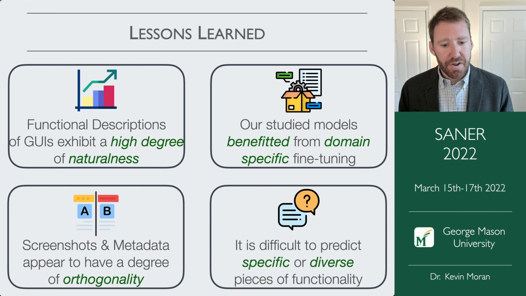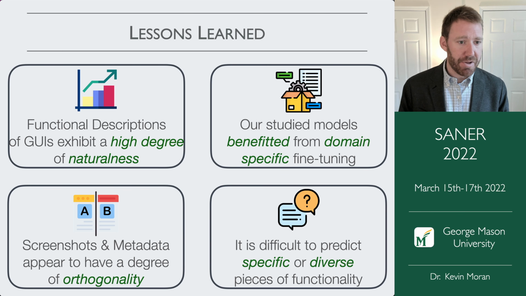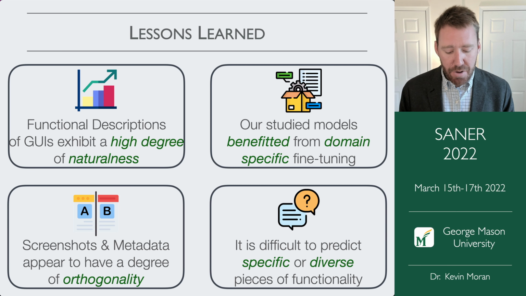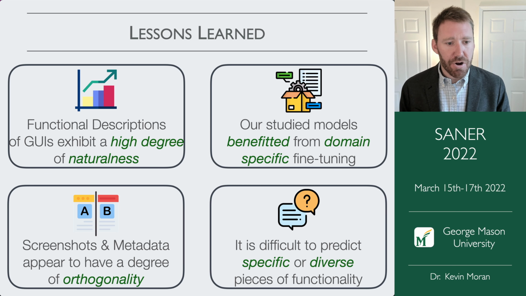Finally, what we found is it is very difficult to predict specific or diverse pieces of functionality. So the things that our model was able to predict best were things that it saw very commonly in the dataset. These would be things like login screens or back buttons, for example, which were very common. And it can be difficult to encourage the model to predict explanations of different types of GUI components for different parts of different screens.